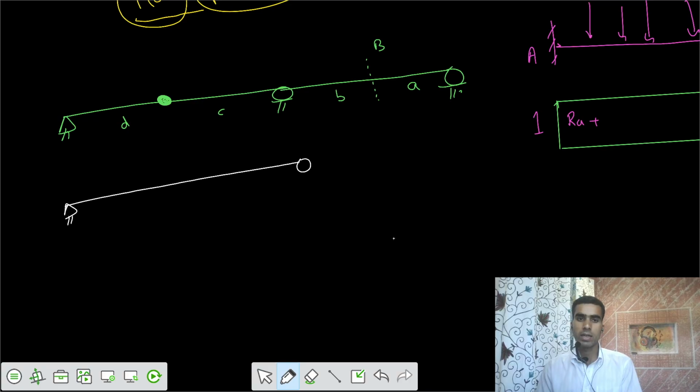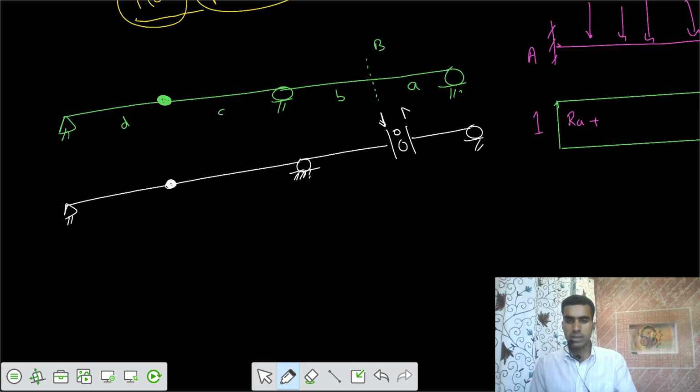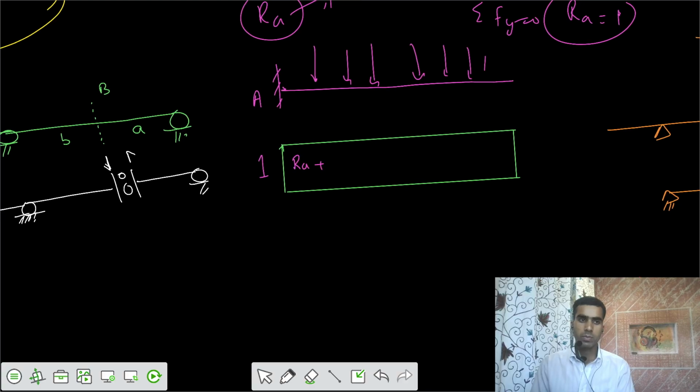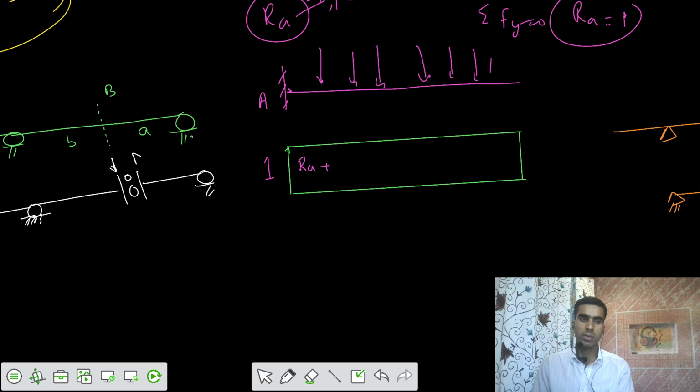Let's introduce a slider. On this side we are applying downwards, and on this side we are applying upwards. But here we have some internal hinge. If we talk about this part, it is similar to that of a simply supported beam. This part is similar to that of a simply supported beam.